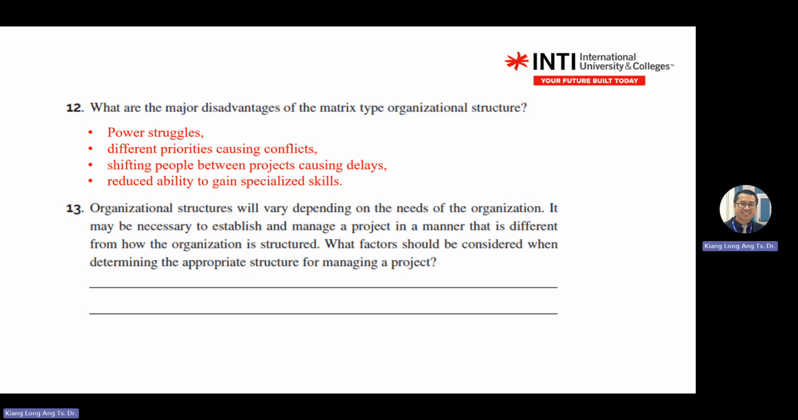So power struggles. Why power struggles? You should be able to draw the organization chart, matrix. Something like this. This is functional. This is project manager. Arrow pointing down. And then this one goes to the right. There's a mixture of responsibilities. Go and read the PowerPoint slides.